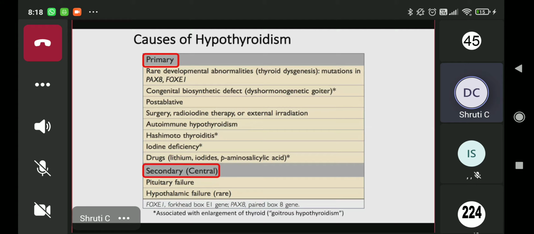And the secondary causes may be due to when there is some central cause, like pituitary failure, not directly the thyroid gland, but maybe pituitary failure or hypothalamic failure, which is very rare. These are the secondary causes.